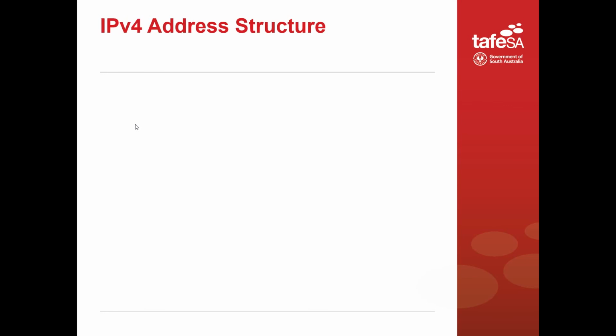Okay, the IPv4 address structure. I must point out here that we're only talking about IPv4 here. There is IPv6 coming up in the future. Everything's totally different, these rules. So just remember it's IPv4. The address is actually 4 octets separated by a dot. Okay, so you'll see here you've got 4 numbers, 192.168.1.1. Okay, each one of those numbers in between the dots is called an octet.